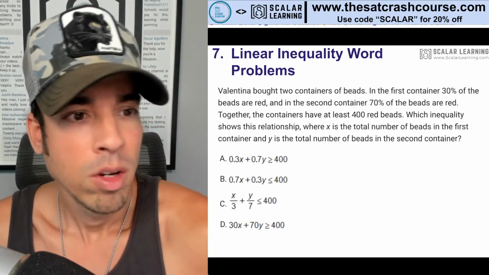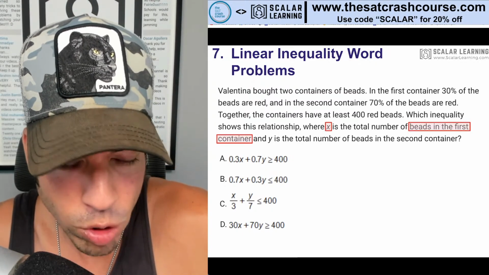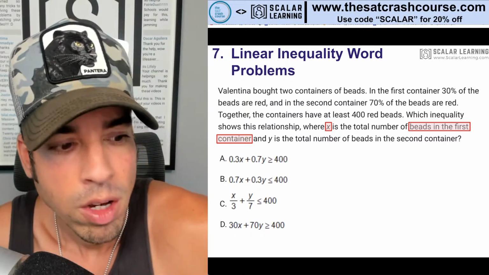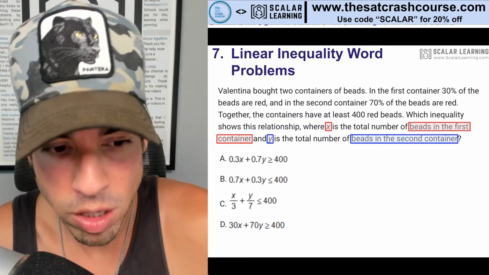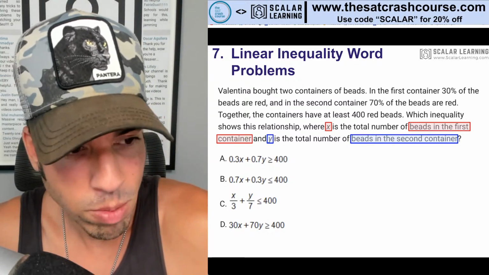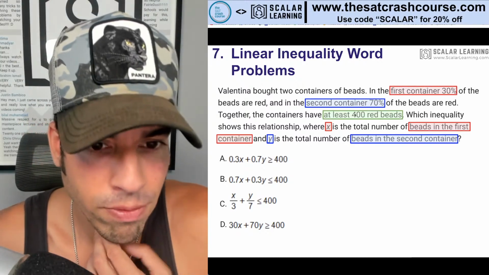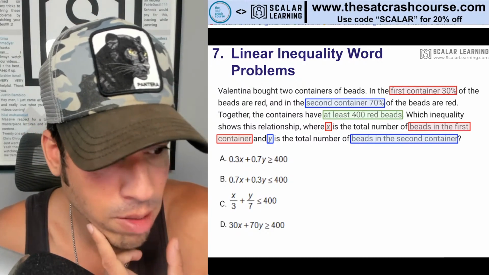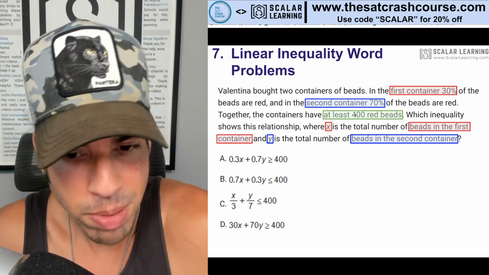Okay. Linear inequality word problems. Again, we need to identify which way the inequality is facing, and also identify these different parts, and once again, put it into an equation or inequality format. So here we know X is the number of beads in the first container, Y is the number of beads in the second. So let's look at the relationship. In the first container, 30% of the beads are red, and X is the number of beads in the first container.